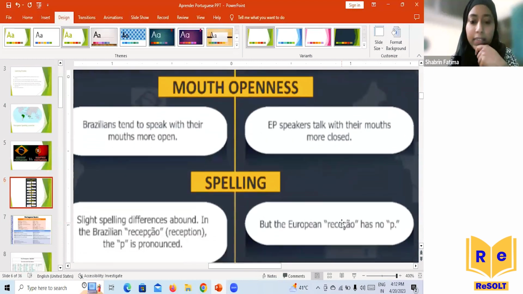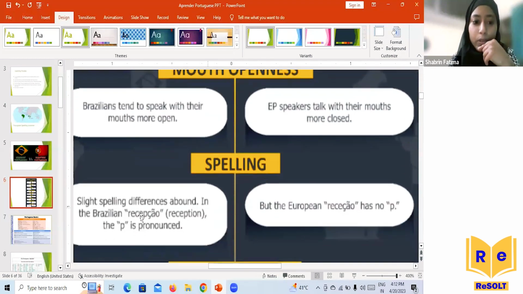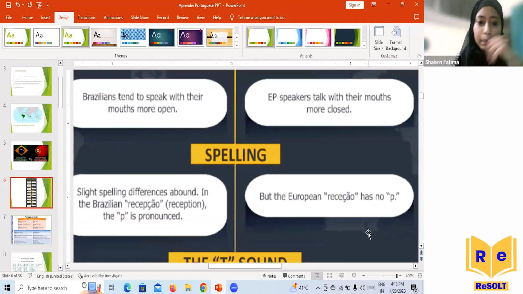Then we have the difference in spelling. Slight spelling differences abound. In the Brazilian case, the word is the reception in English, and the P is clearly pronounced in this. But in European Portuguese, the spelling drops the P, so they don't pronounce it. So the pronunciation is a hissing sound.